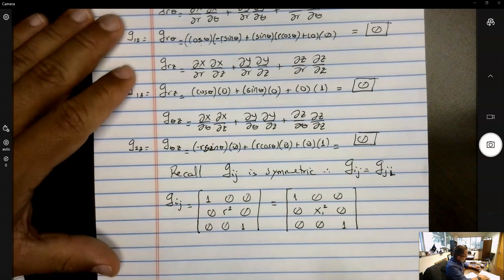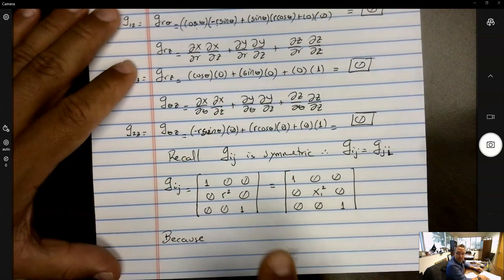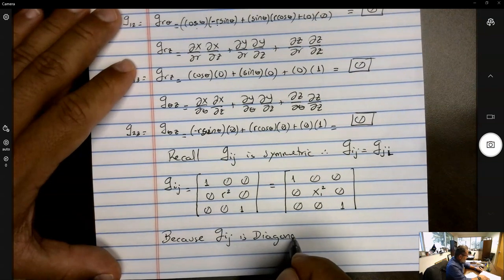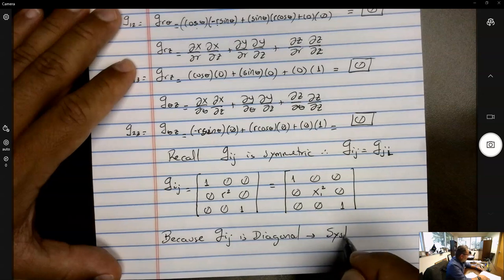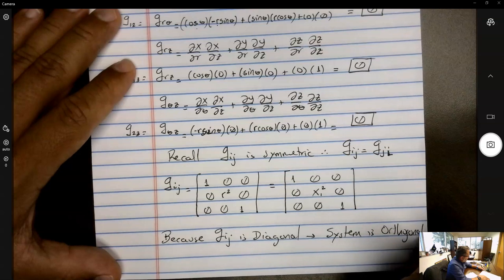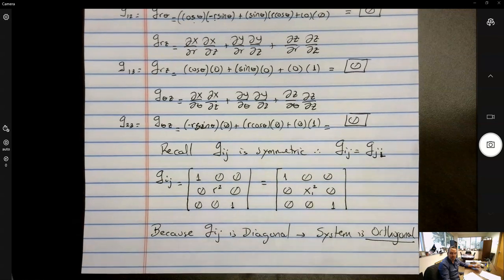Now, because g_ij is diagonal, then the system is orthogonal. So the curvilinear system that led to this metric tensor is an orthogonal coordinate system. And that's expected because we know for a fact that the cylindrical coordinate system is orthogonal. So if we would have gotten something different than a diagonal tensor, then we made a mistake in the calculations. All right.